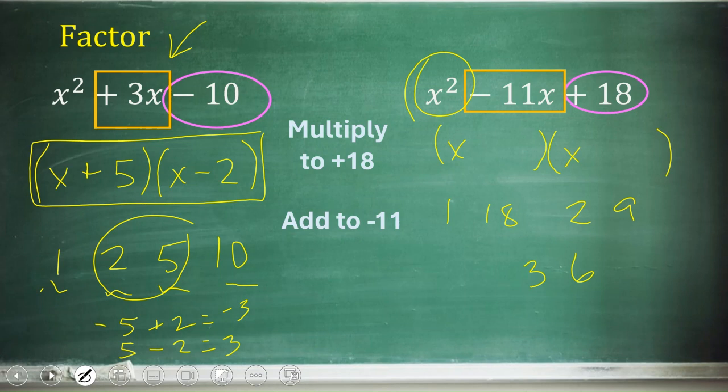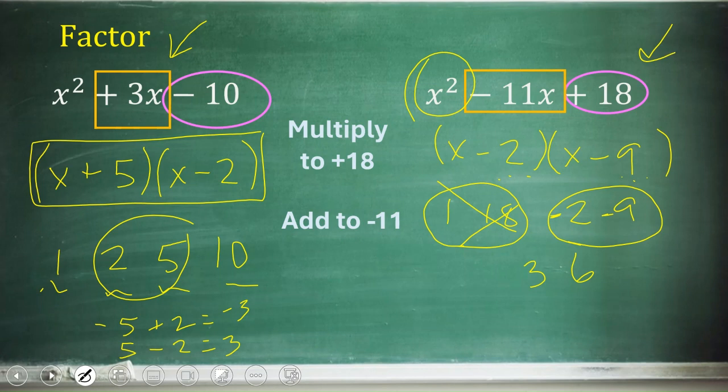So is there any way that if I added 18 and 1 together, I could get negative 11? Or if it was negative 1 minus 18, I get negative 11? No. How about if I added 2 and 9? Well, 2 and 9 is 11. If it's negative 2 and negative 9, I get negative 11. Okay, so I could write it this way, right? Negative 2 times negative 9 makes positive 18, and then negative 2 minus 9 gives me negative 11.